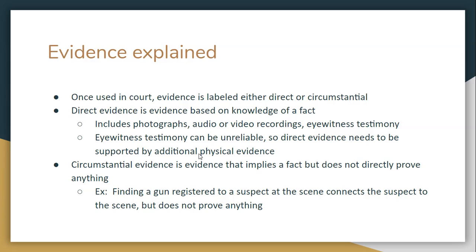So here's the trick. Most people want to think that direct evidence is the most reliable form of evidence. But eyewitness testimony can actually be very unreliable because different people recall things differently. You're under stress sometimes when you witness something and it affects your ability to recall correctly. So direct evidence always has to be backed up by physical evidence. Physical evidence is circumstantial.